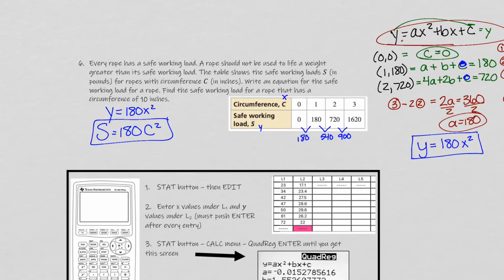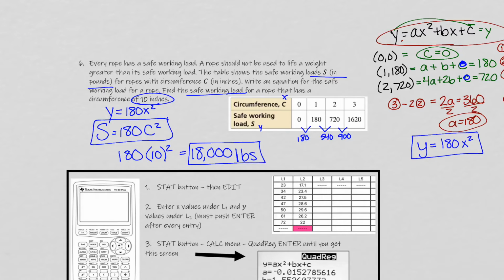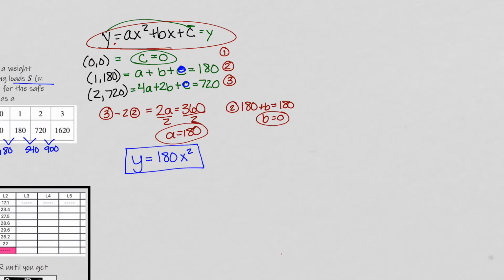Sorry, I should read the problem a little better. And now it wants, if the circumference is 10 inches, what is the safe working load, okay? So I'm going to take 180, and I'm plugging in 10 for the circumference and squaring it. So 10 squared is 100, times 180 is 18,000, and it says up here our workload S is in pounds, so it's 18,000 pounds.